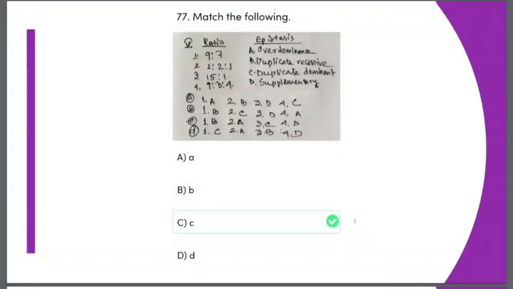Match the following again. So it's very easy. Ratios are given, just see it. Answer is C. C answer is correct.